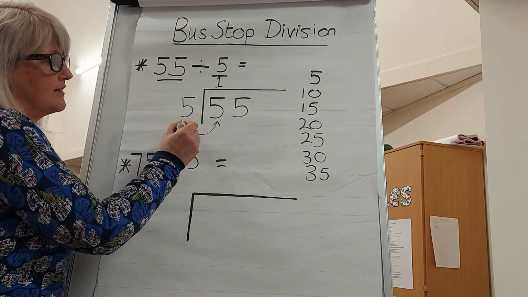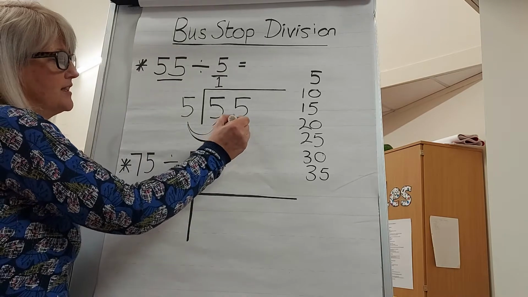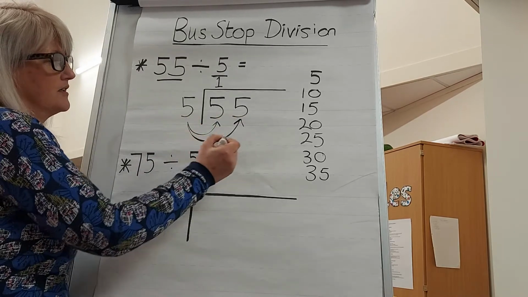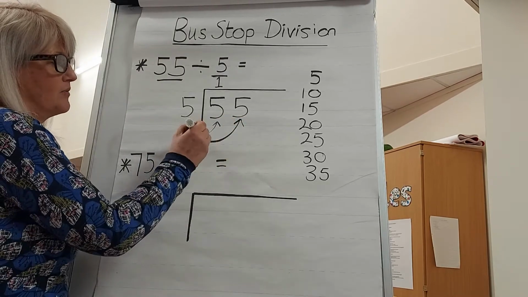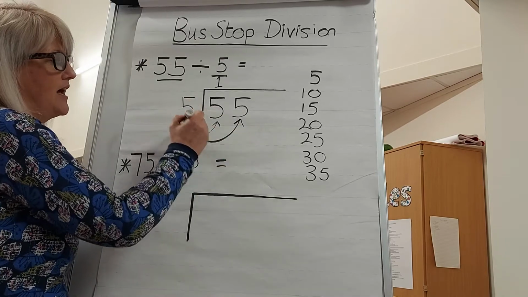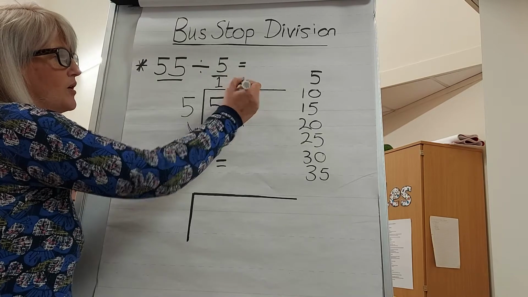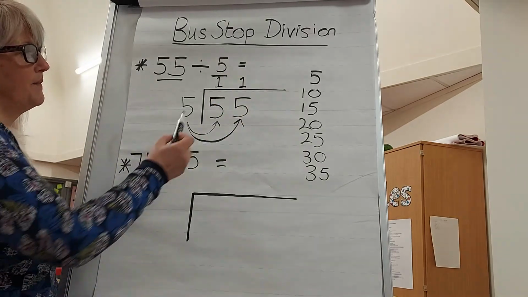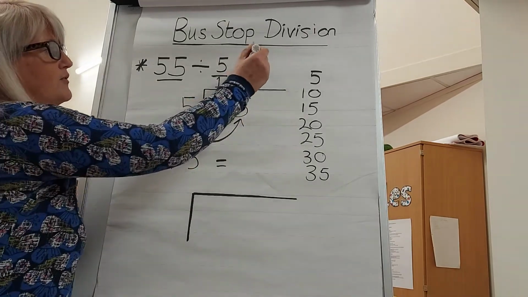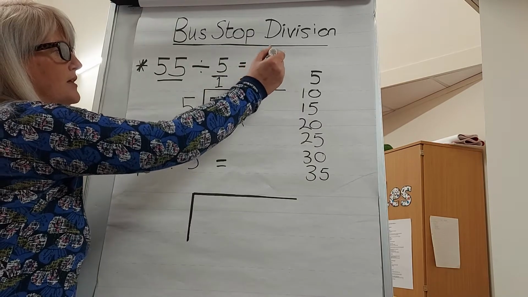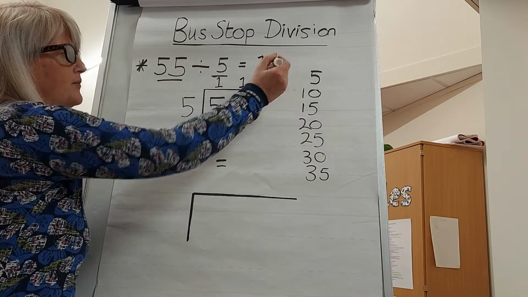Then my next calculation, I say how many 5s go into this 5 here. That's my second calculation. This is my first, this is my second. So I say how many 5s go into 5? I already know it's 1, so I write 1 on my answer line. 55 divided by 5 is 11, and I've used the bus stop method to help me work that out.